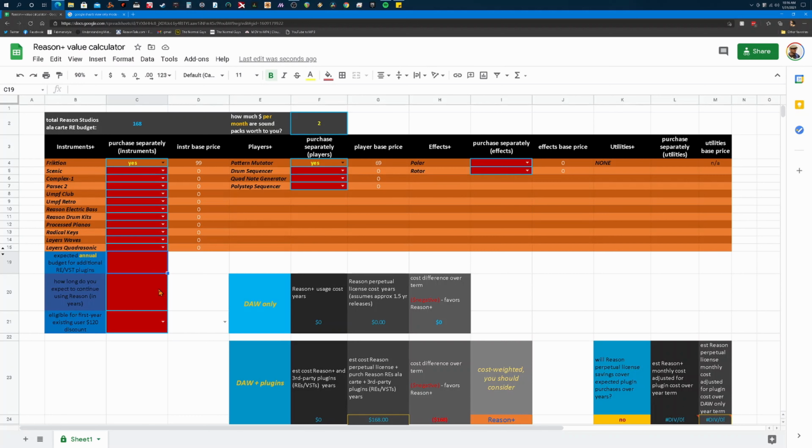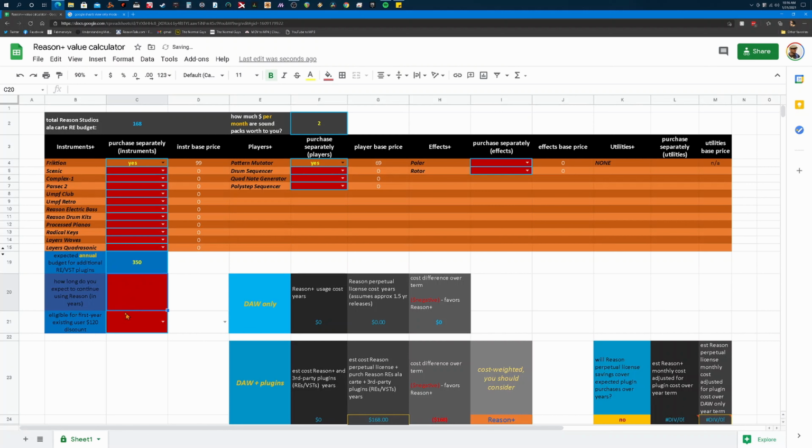And then we're going to fill out our expected annual budget for additional rack extensions and VST plugins. And it helps to be as honest with yourself as you can be. So if you spend like $500 a year on extra plugins, that's what you should put in here. So I'm going to say I probably spend about 350. I'm just guessing. I could go back and look and find out for sure, but I'm going to guess about $350 a year I spend on additional plugins.